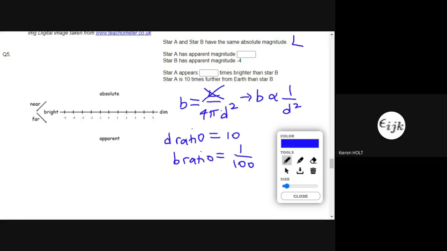So how many times brighter will A appear? The answer is 0.01.